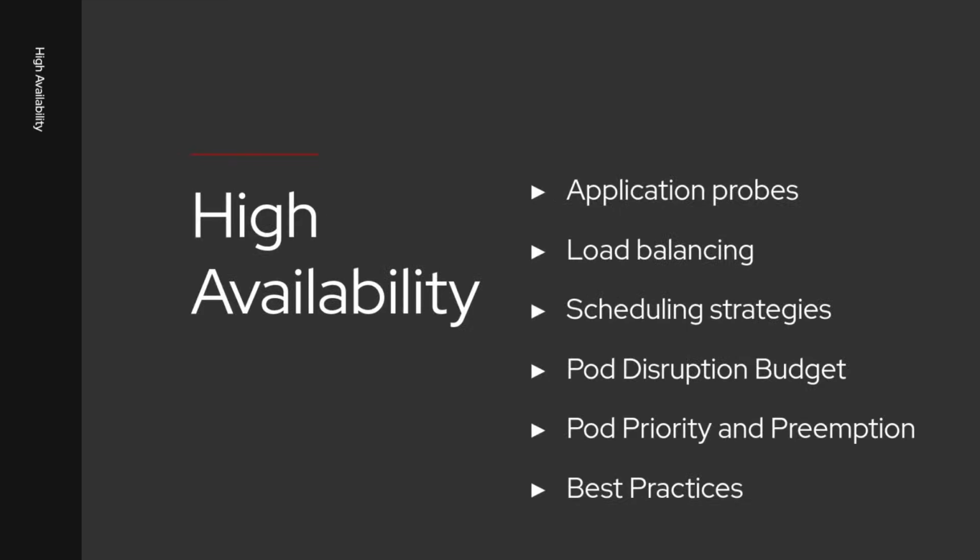Hello everyone. Today we will talk about how to achieve high availability of application when deployed on OpenShift clusters. We will cover how high availability can be achieved with the help of application probes, load balancing techniques, scheduling strategies, pod disruption budget, pod priority and preemption, and then we will discuss some of the best practices to be followed to achieve high availability.